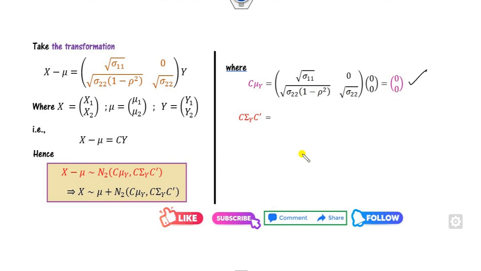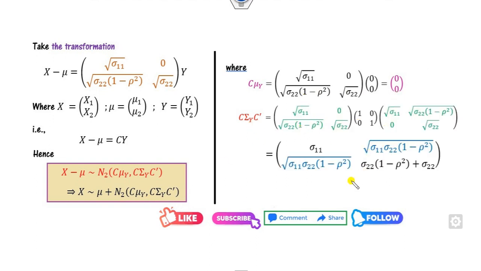This mean is my 0. This value will be my here. You can simply multiply them. You will get as here. So substitute this value here. You will get the transformation of this x.